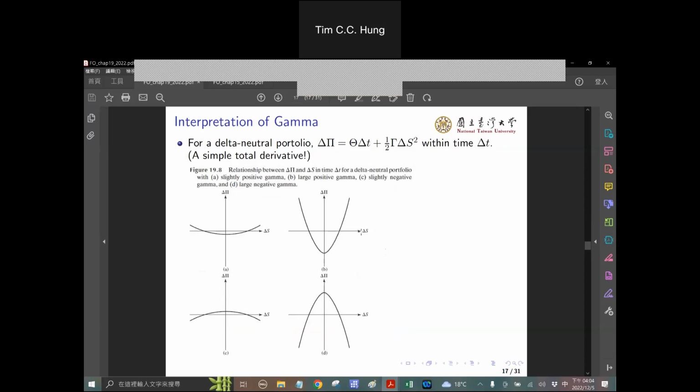With larger gamma, if you are standing at a positive gamma, we're going to have a higher increase in our portfolio value, and vice versa. Okay, does that make sense? You guys have, yes? That's right.